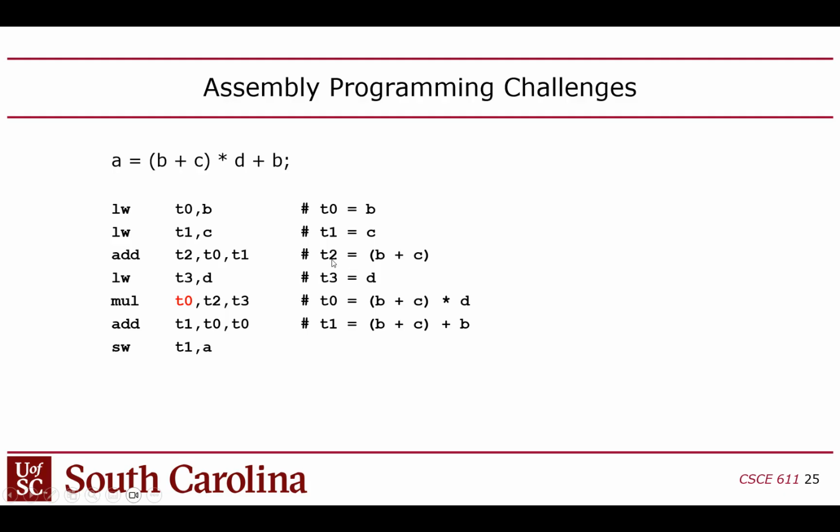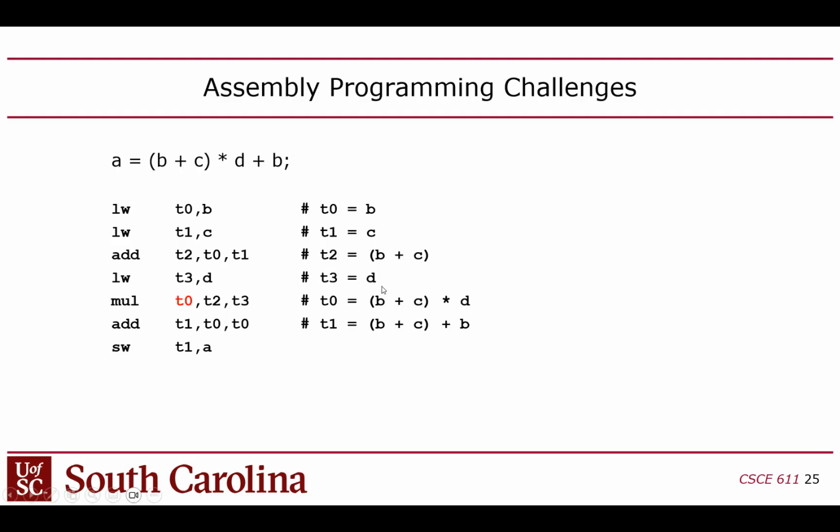Now notice I'm using some comments. The hash mark there represents a comment in assembly. And so I'm trying to help myself out a little bit to remind me what's going on in here. So B goes into T0, C is in T1, B plus C is in T2.